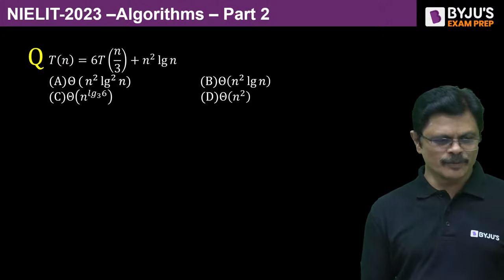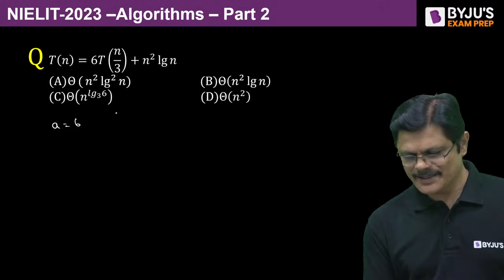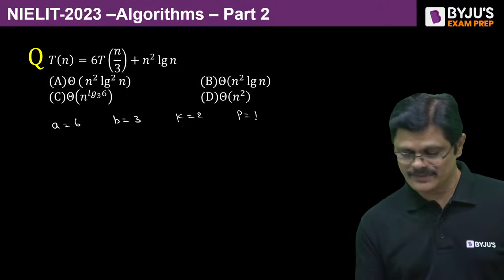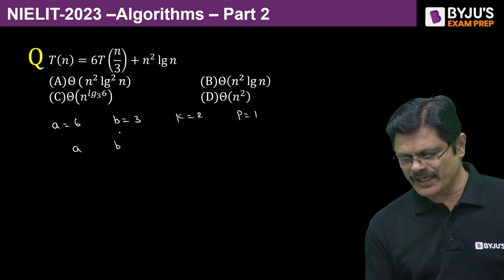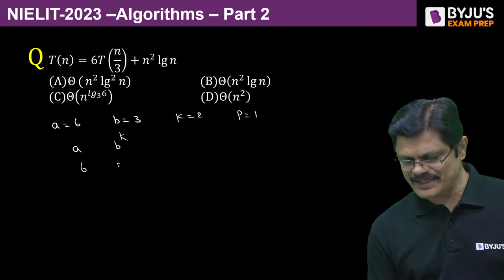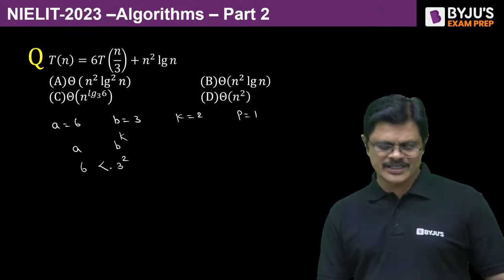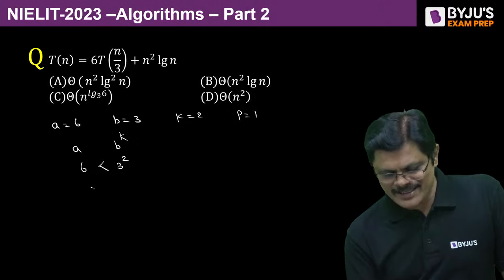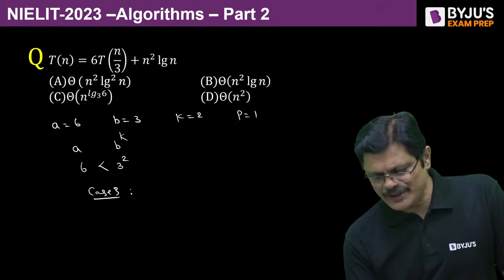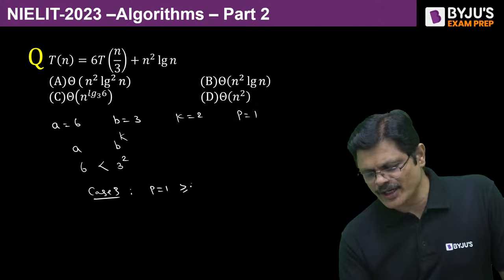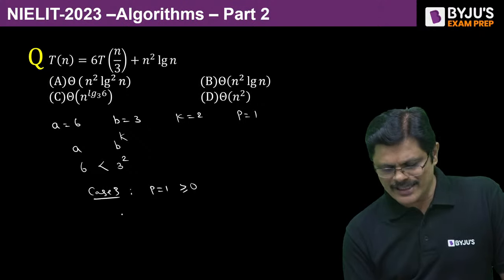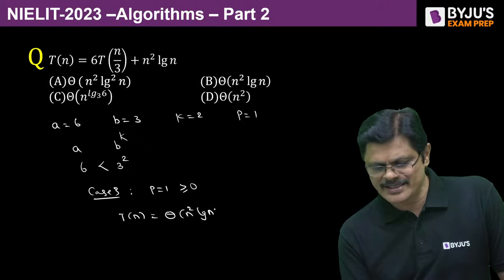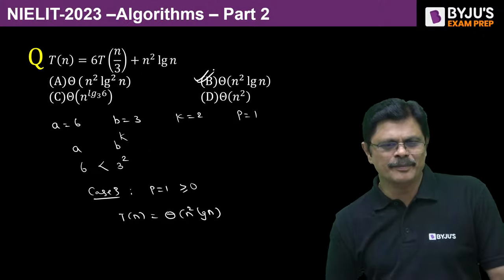So again, super. A is 6, B is 3, K is 2, P is 1 here. So A with B power K, when you compare, 6 is compared with 3 square. 6 is smaller than 3 square. So again, same case 3 you are getting. P value is 1. Obviously, it is greater than or equal to 0, case 1. So directly, what is the answer? Right side function. That is theta n square log n is the answer. B is the answer, not D.